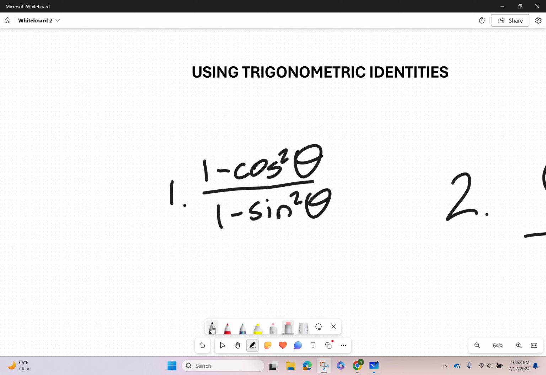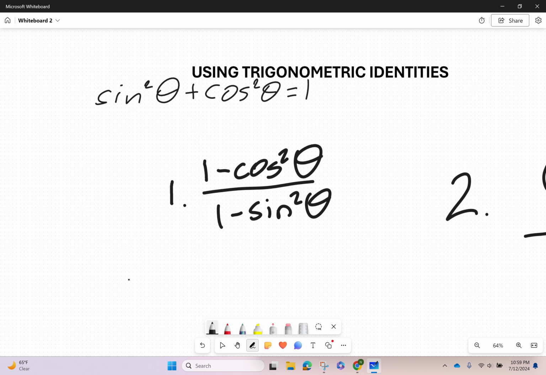Now, first off, right away, I'm noticing a Pythagorean identity, and that is sine squared theta plus cosine squared theta is equal to 1. Now, I know this doesn't look exactly like what I just said, but let me put it this way. How do we isolate sine squared theta in this equation right here? Well, we have to subtract cosine squared theta from both sides. And what that would end up looking like is sine squared theta is equal to 1 minus cosine squared theta, which is what we actually have right here in this numerator.